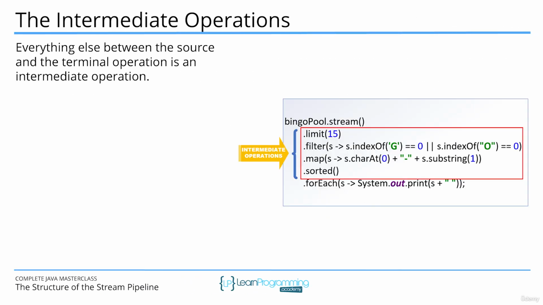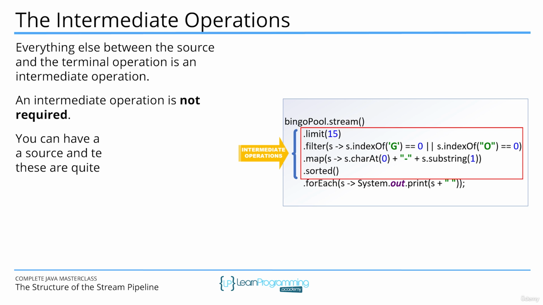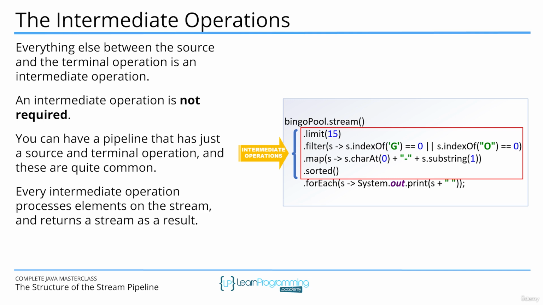Everything else between the source and the terminal operation is an intermediate operation. An intermediate operation is not required. You can have a pipeline that has just a source and terminal operation, and these are quite common. I'll be giving you examples shortly. Every intermediate operation processes elements on the stream and returns a stream as a result. Knowing this piece of information will help you identify a terminal versus intermediate operation in the Stream API.